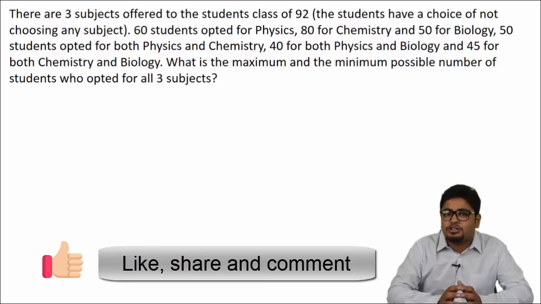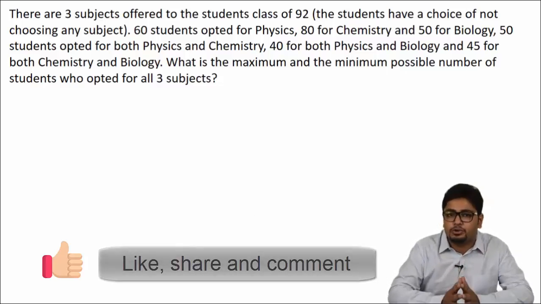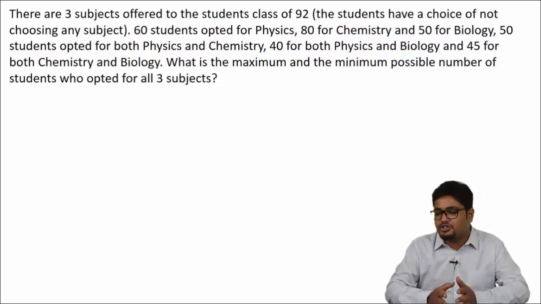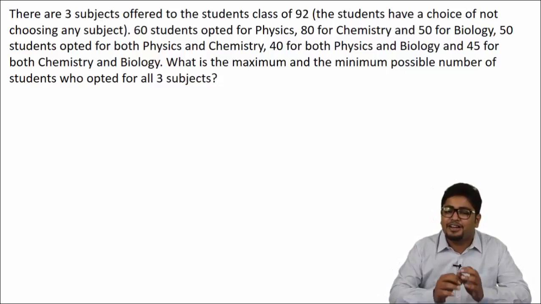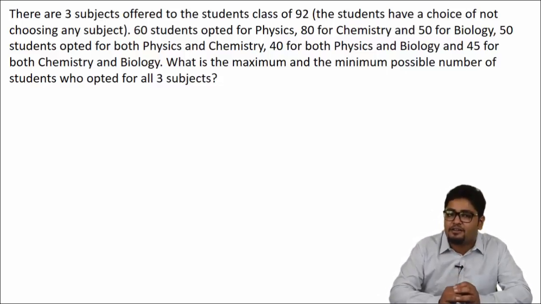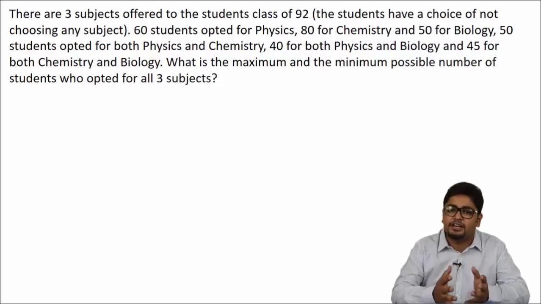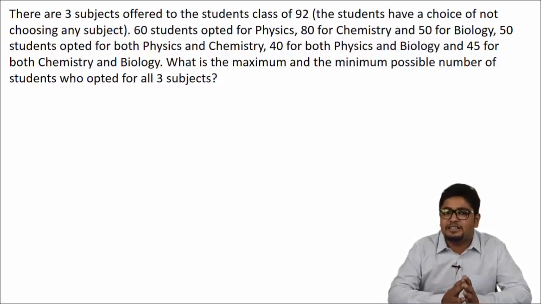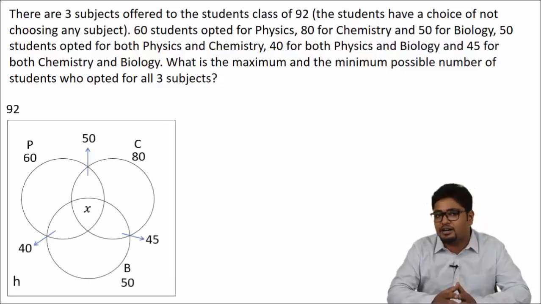The question talks about a class of 92 students opting for one among three subjects: physics, chemistry and biology. It is also mentioned that they have a choice of not choosing any of the three subjects. This line is important. First, represent the given data in the form of a Venn diagram like this.